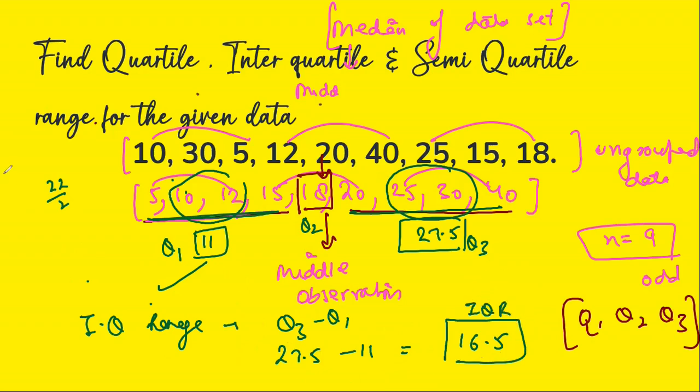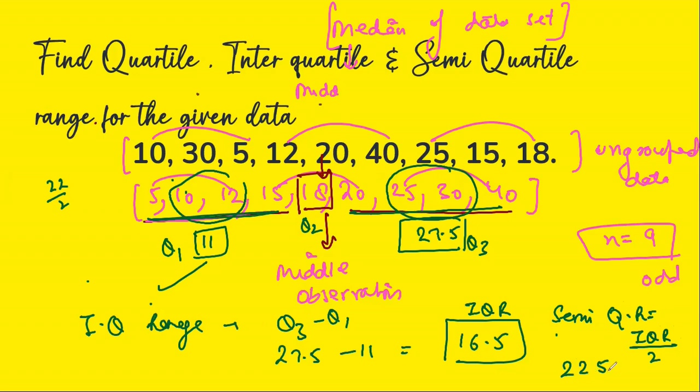Now, how do we find the semi-quartile range? The semi-quartile range is just half of the IQR. Semi-quartile range is IQR divided by 2. So 16.5 divided by 2. Just a sec, I have done the division wrong. 16.5 divided by 2 is 8.25. So the semi-quartile range is 8.25.